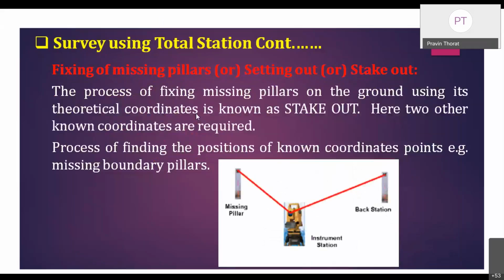Then we move towards fixing of missing pillars, or setting out, or stakeout. The process of fixing missing pillars on the ground using theoretical coordinates is known as stakeout. Here, 2 other known coordinates are required. Number 1, the process of finding the positions of known coordinate points, for example, missing boundary pillars. In this figure, they show the station set up at the instrument station, the missing pillar and the back station.